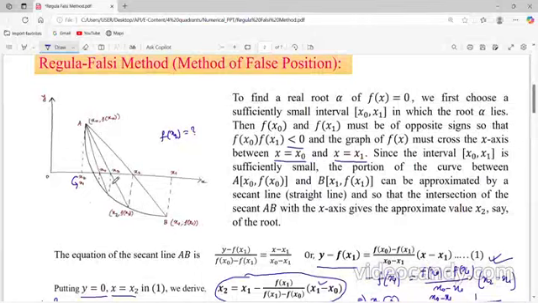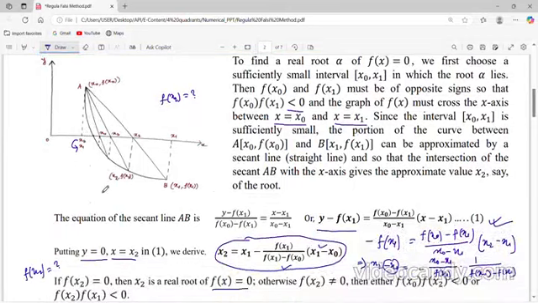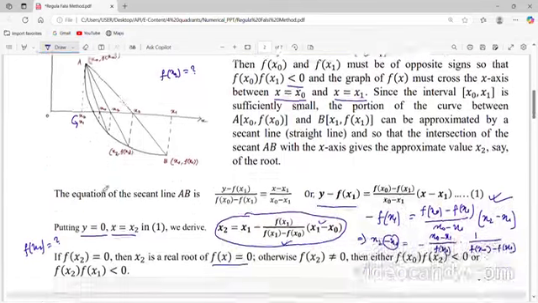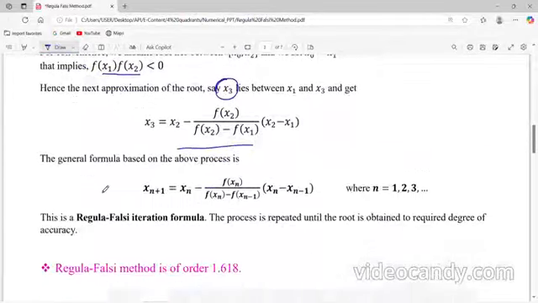Again we rename the interval. For this point we get a positive value, for this point a negative value. The next approximation x4 is not the real root, because again we have a positive and a negative value. In this way, each and every time we face a false position. That's why the method is called the Regula Falsi method, or method of false position. This process is repeated until the root is obtained to the required degree of accuracy. This is the derivation of the Regula Falsi method.